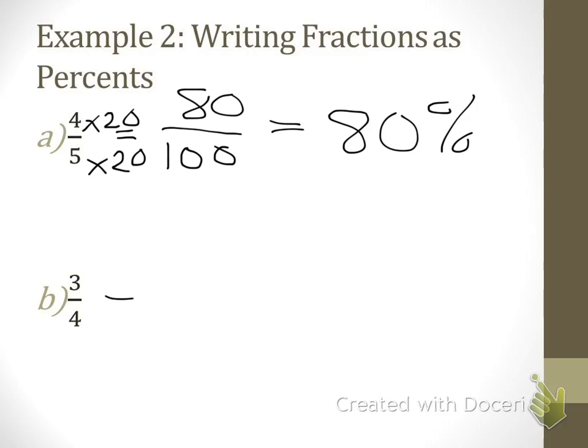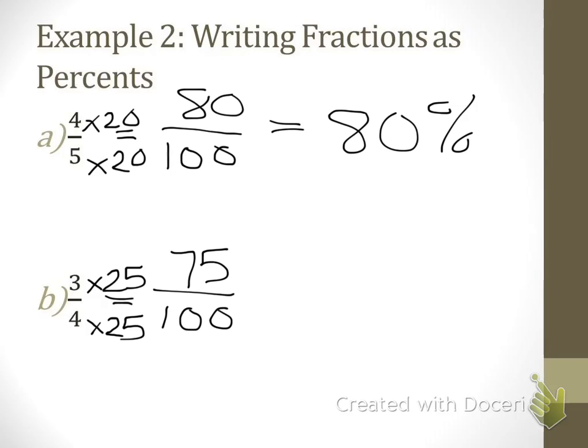4 times what number gives me 100? 25. 4 quarters in 100, right? And then 3 times 25 is? 75. So 3 quarters is equivalent to 75%.